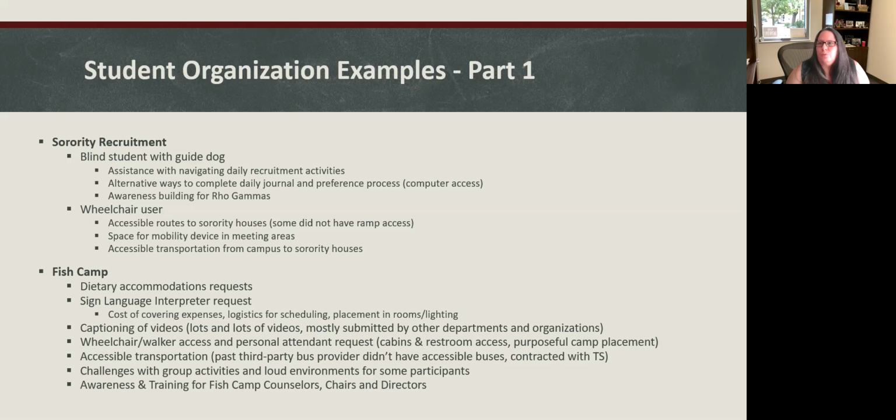So we try to be supportive with them and the advisor and help them figure out how to connect that information together, how to have that conversation with the student to make sure that their needs are met, as well as that the organization planners knew what to do and how to do it.